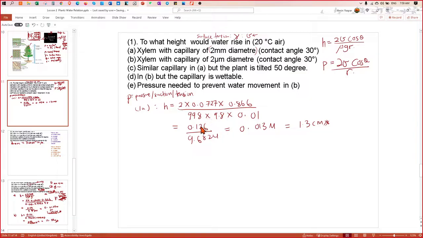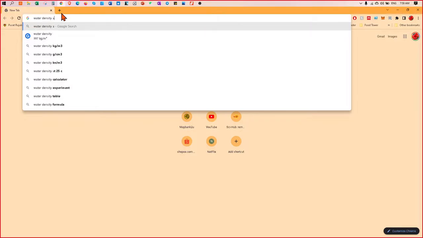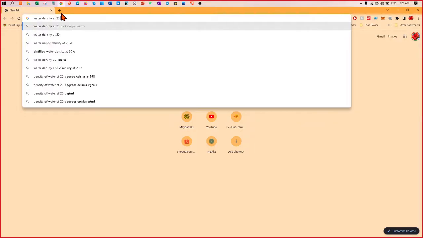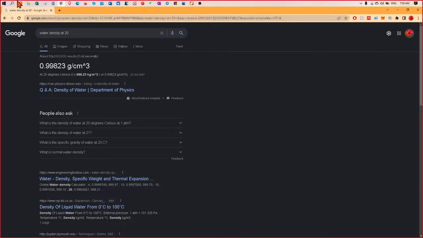Can I use the water density equals to 997? It shouldn't matter that much. Is that at 20 degree temperature? Let's check. Water density at 20... See? 998. That's why.